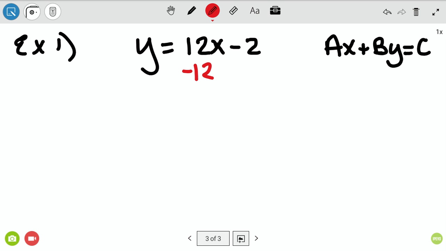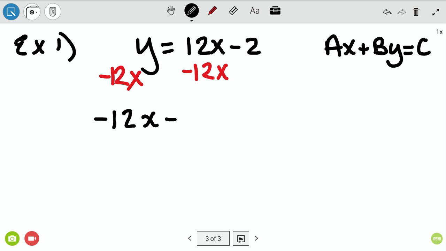Yeah, I need to move that 12x, and it's currently positive, so I'm going to subtract 12x from both sides. And on the left now, I have negative 12x. Wow, my handwriting is just getting worse and worse as the day goes on. All right, negative 12x. Now that's a positive y, so I put plus y equals, left over here is negative 2.